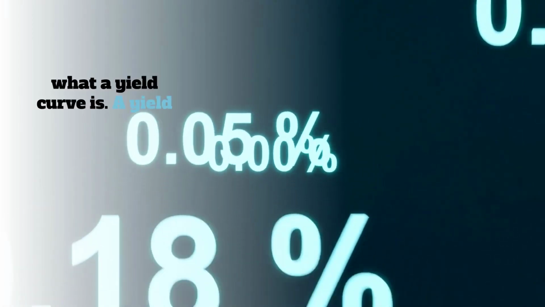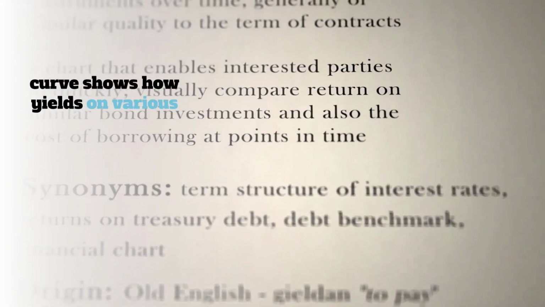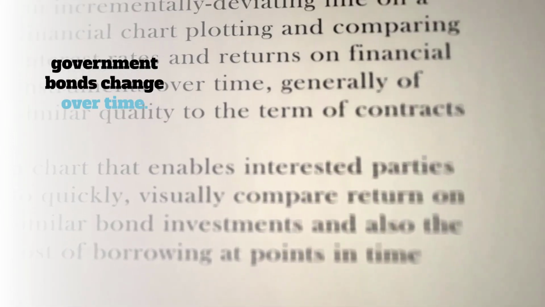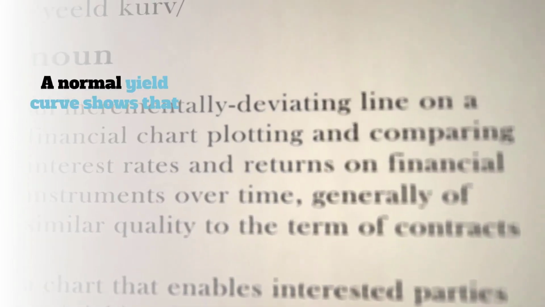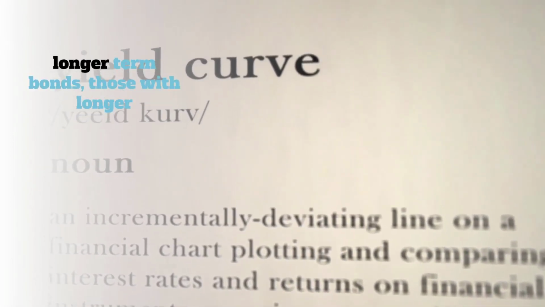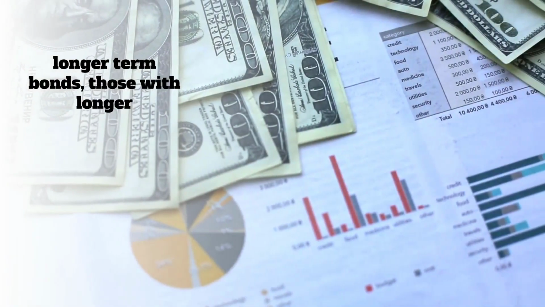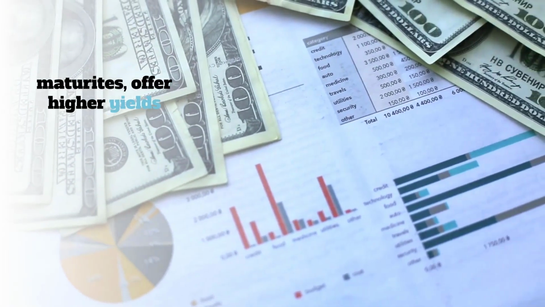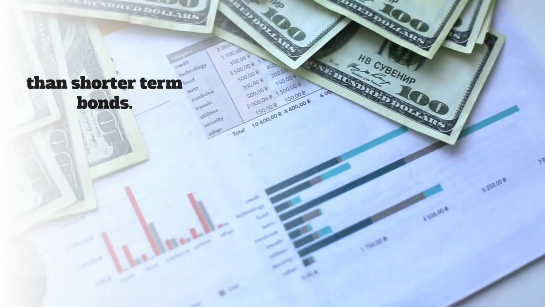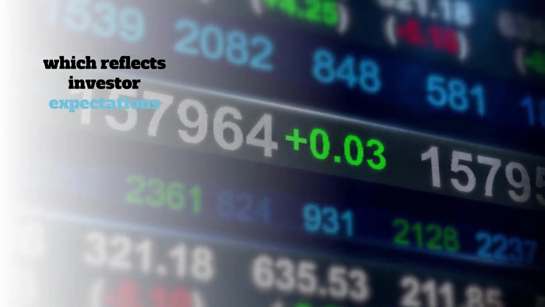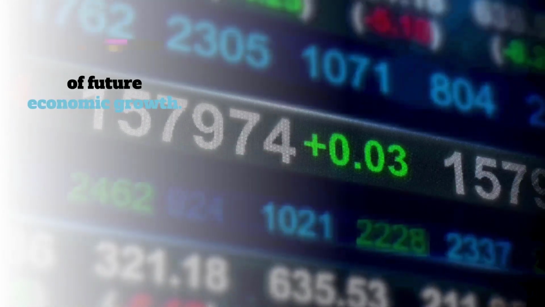yield curve is. A yield curve shows how yields on various government bonds change over time. A normal yield curve shows that longer-term bonds, those with longer maturities, offer higher yields than shorter-term bonds, which reflects investor expectations of future economic growth.